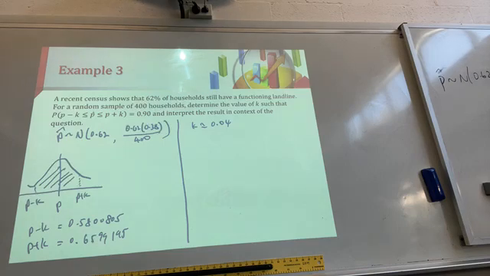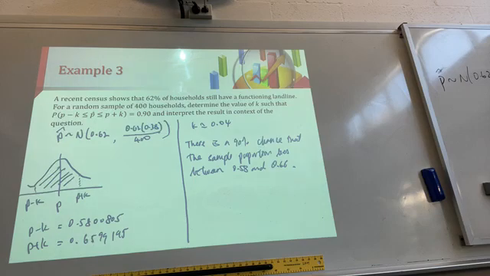All right? So interpreting the results in the context. In the context, there is a 90% chance that the sample proportion is between 0.58 and 0.66. This is lower than the mean. So what we're doing is using one number, the P we know exactly. That's the lower bound there.